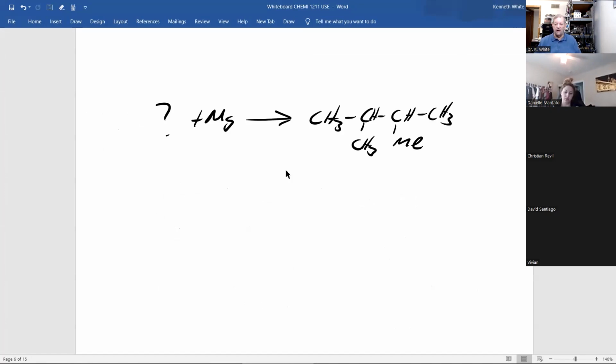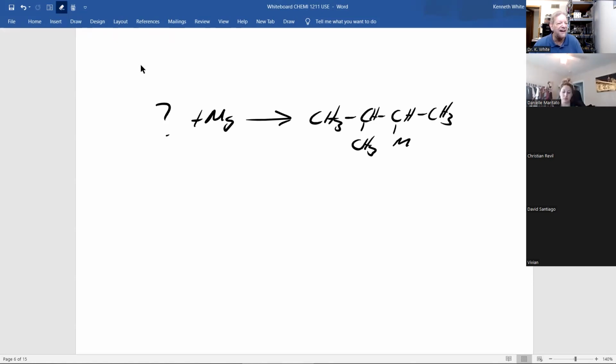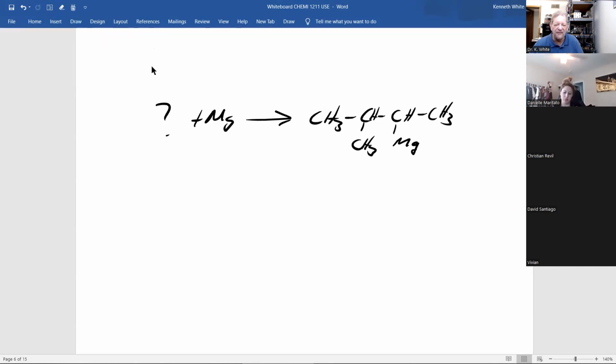And the question is, what do you react with magnesium to make this? Oh, I just had a brain freeze. Sorry about that. That even happens to Dr. White. What do you react with magnesium to make that compound?